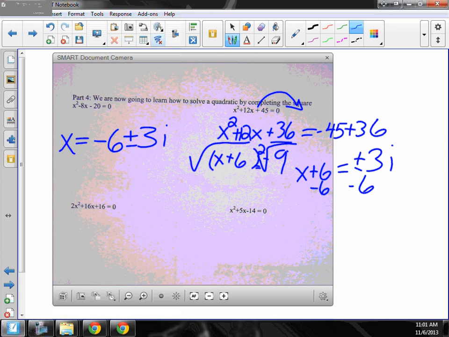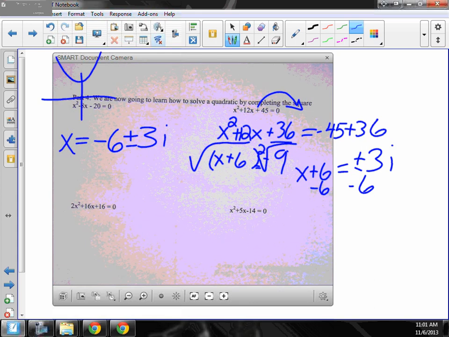Would that quadratic have factored? No. In fact, that quadratic doesn't even touch the x-axis. So these are imaginary numbers, which means that the quadratic is up here somewhere. So it used to have no solutions, but now we have a way to find the solutions.